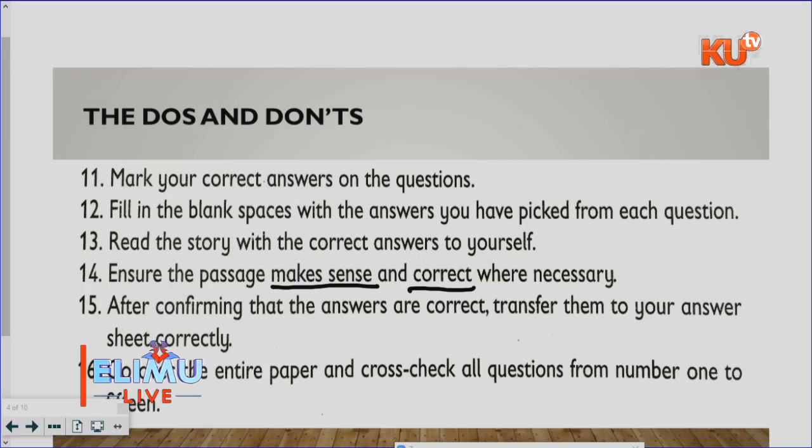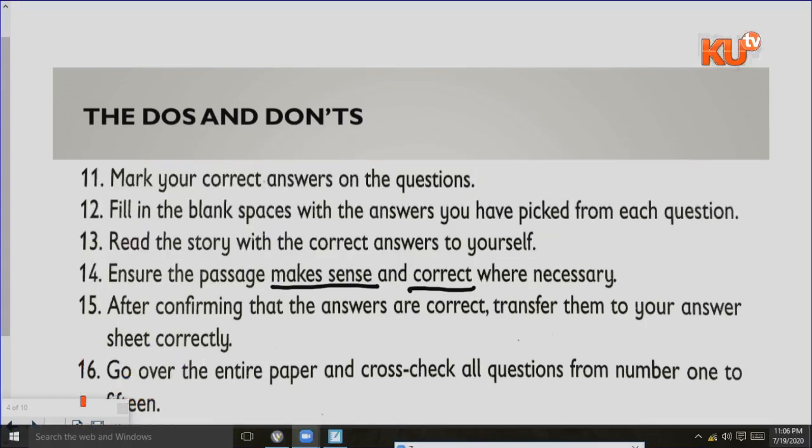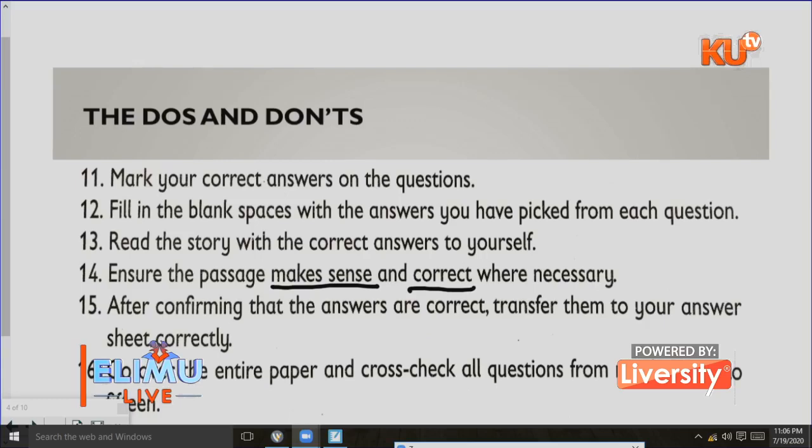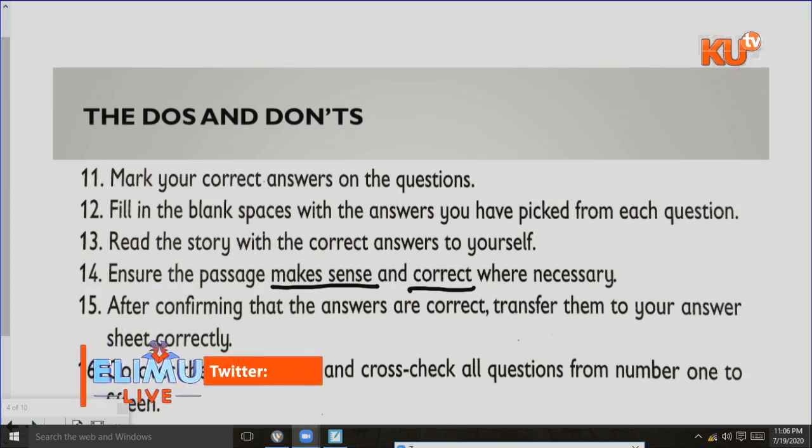Then go over the entire paper and cross-check all the questions from number 1 to number 15. How are you going to cross-check? You will cross-check by going through your question paper, then also having your answer sheet there with you, then you check. It is choice A in number 1 in my question paper. Is it the same that I have transferred to my answer sheet?